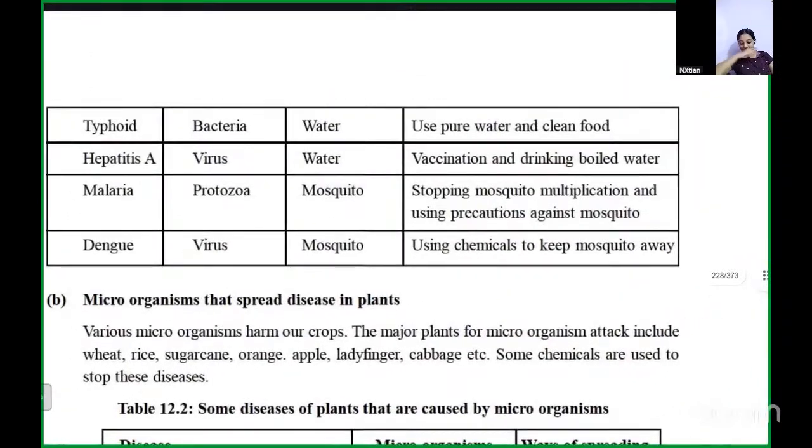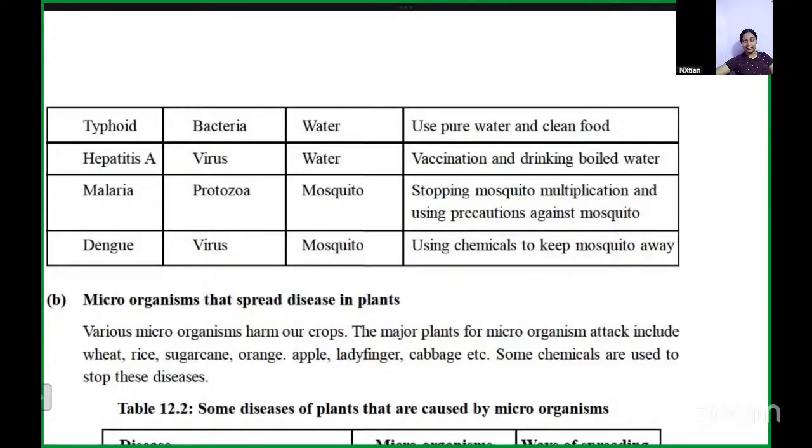Typhoid. It is caused by bacteria, spreads through water, and can be avoided by using pure water and clean food. Then we have hepatitis. Hepatitis is caused by a virus and it spreads through water. Vaccination is given, and drinking boiled water is a precaution.